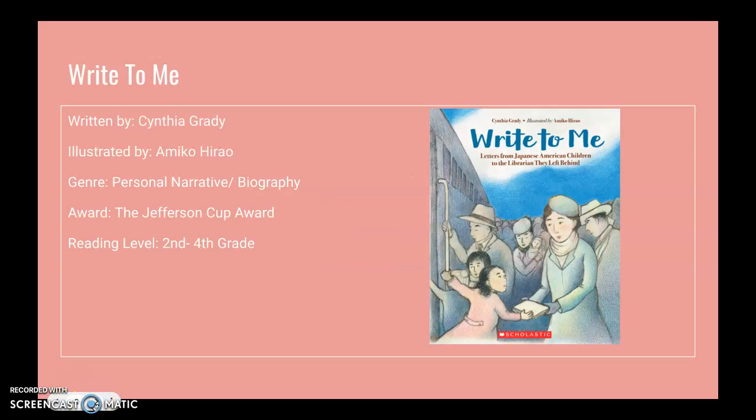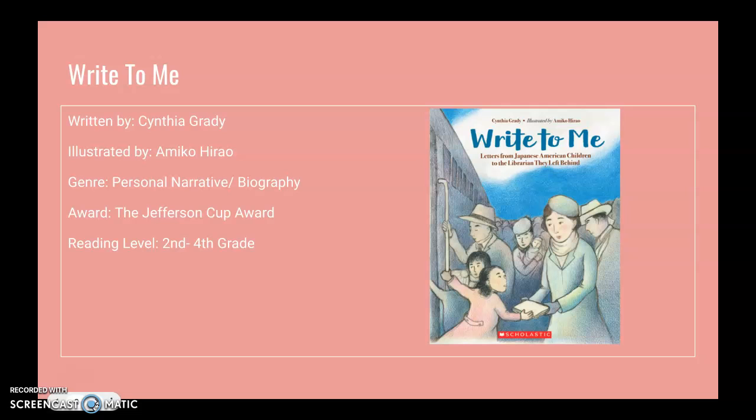The first book I chose to read is written by Cynthia Grady and illustrated by Emma Kohiro. The genres of this book are personal narrative and biography. It was awarded the Jefferson Cup Award, and its reading level is set at 2nd to 4th grade. This book takes place during the time of World War II.